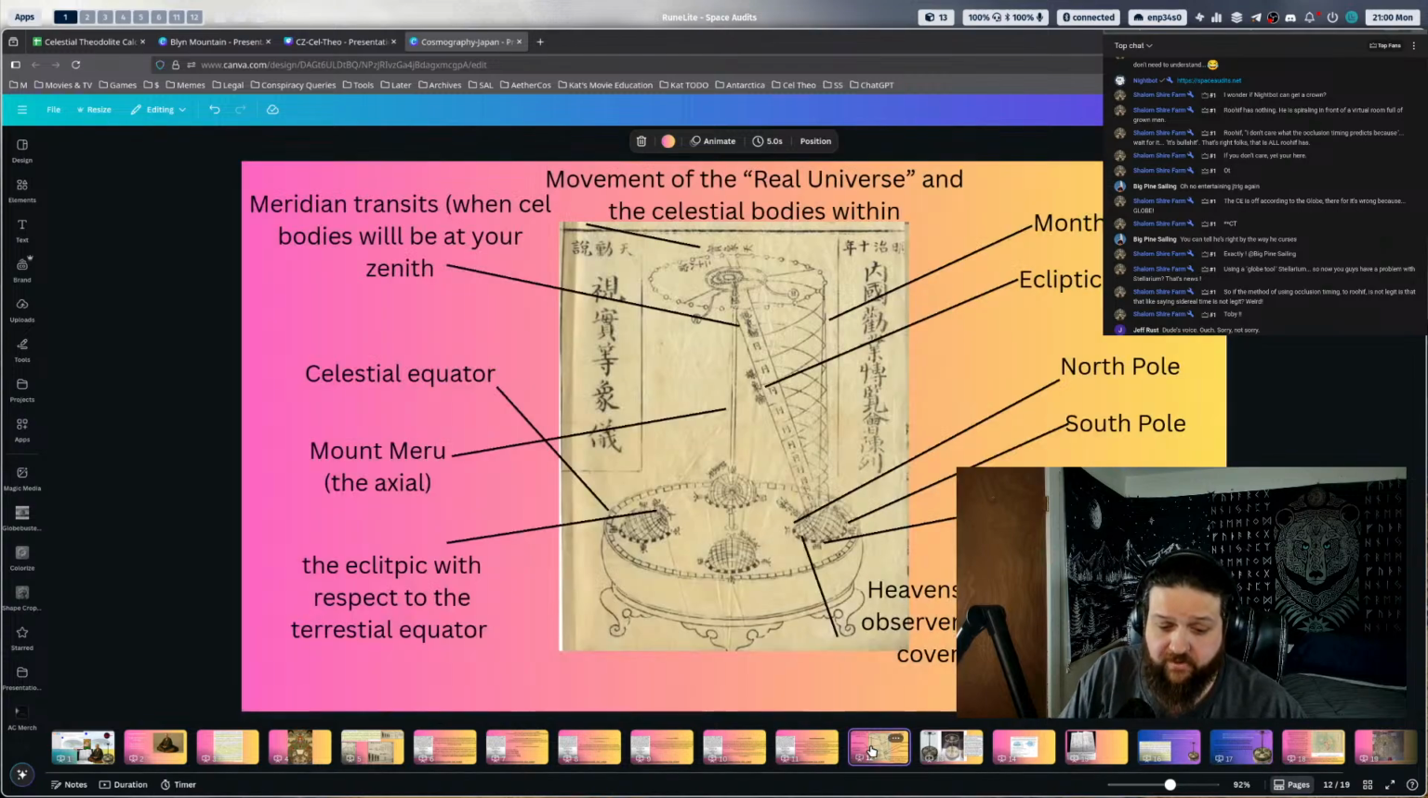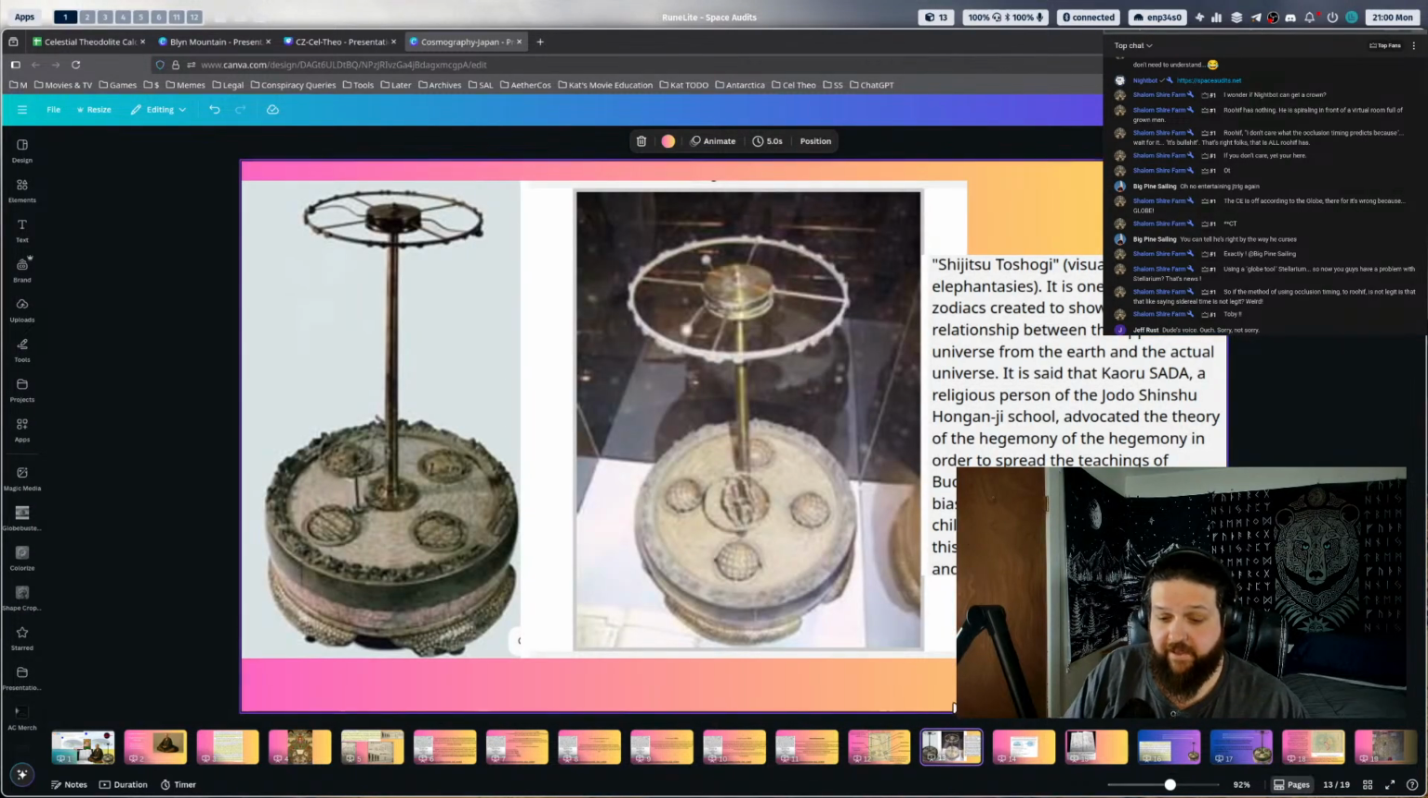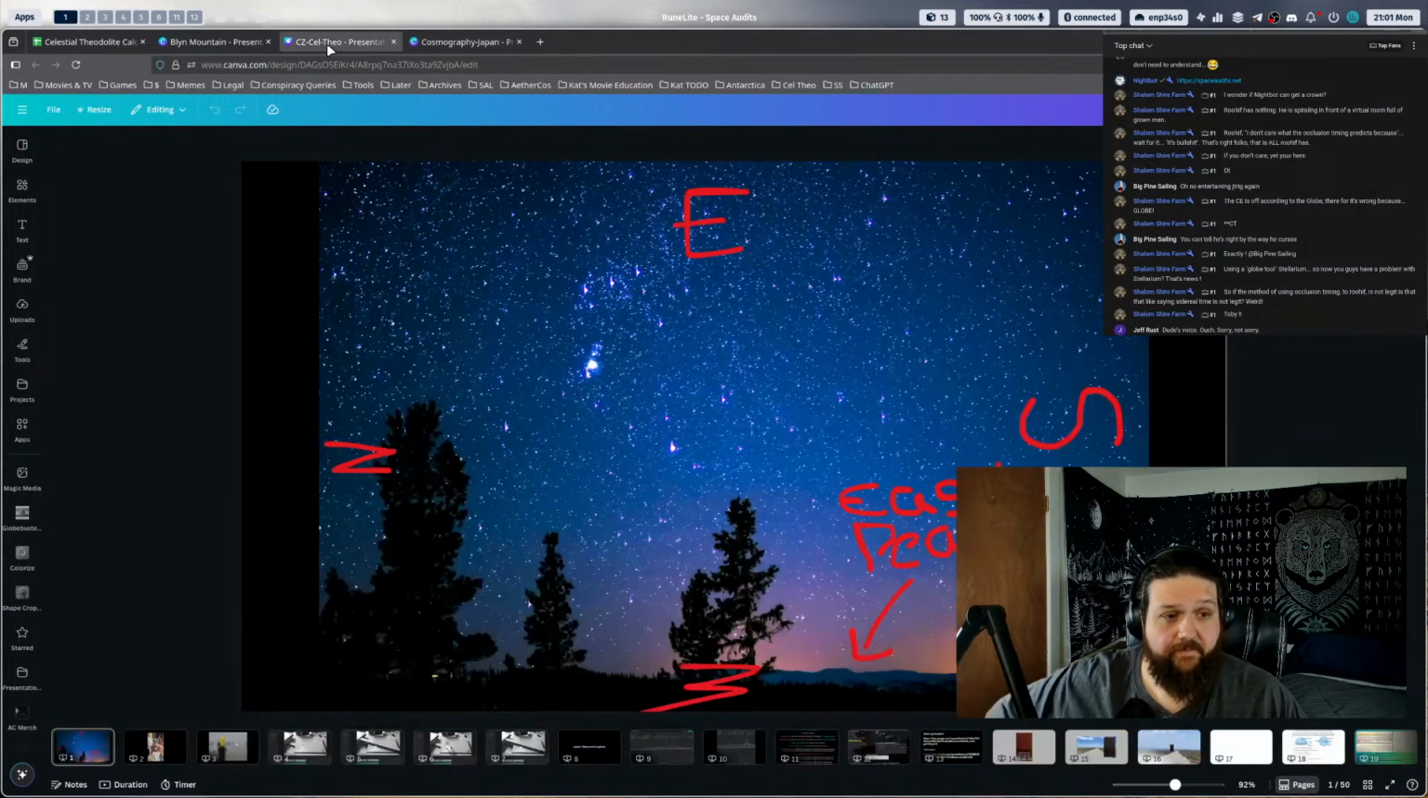They made an actual physical model. This was on display at the Japanese World Fair for a number of years, and I think it's still on display somewhere now. But yeah, dope.